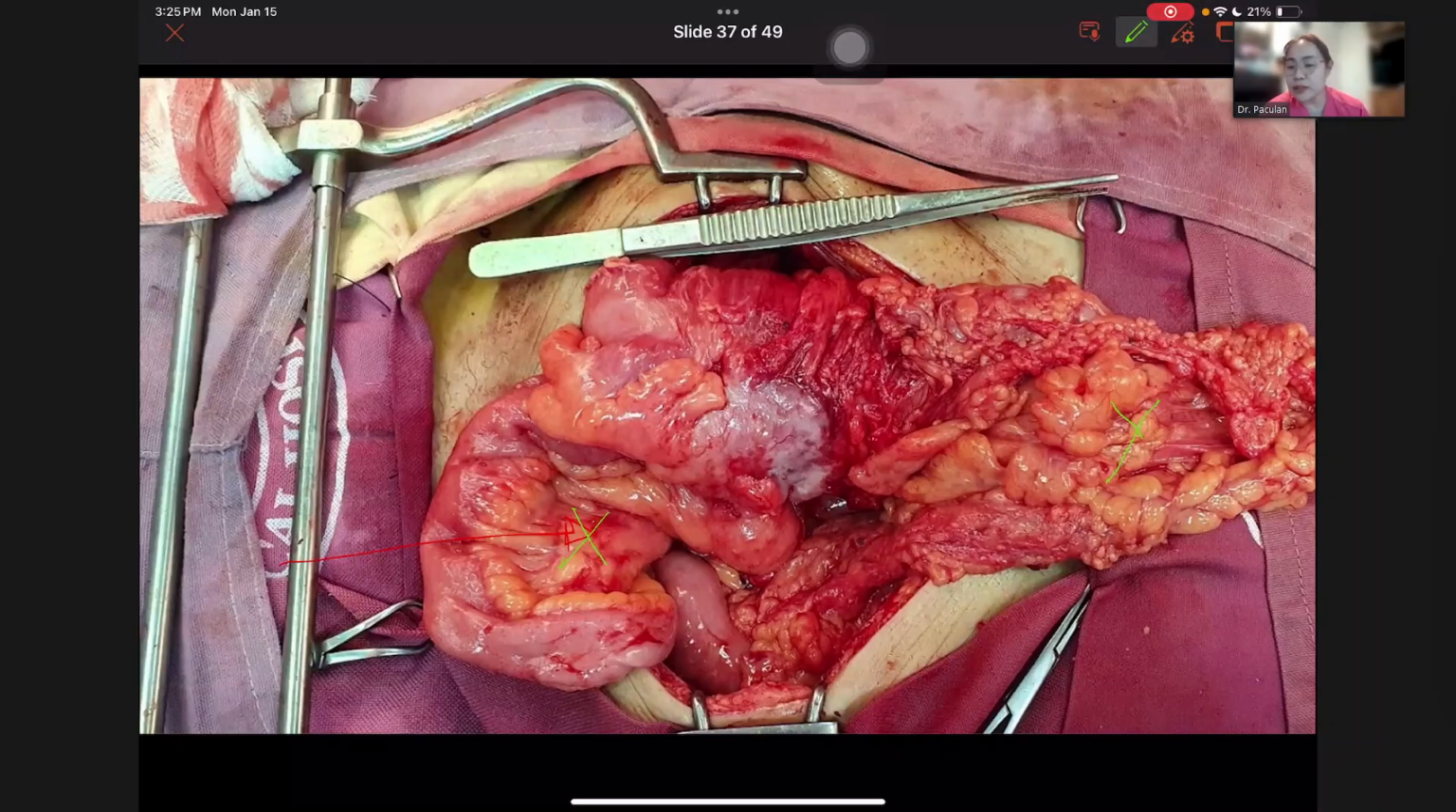That would be your omentum. Omentum is correct, but be specific. Yes, Kasumbal is correct. And Hernandez. Yeah, that's the greater omentum.